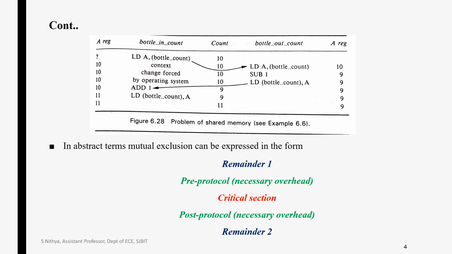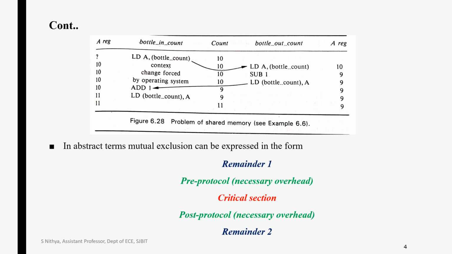In this diagram example, initially the A register value is unknown. Load A comma bottle count: I have taken bottle count equal to 10, so initially A contains the counter value 10. At this point the second program, running concurrently, executes load A comma bottle count. The count value is already 10, so 10 is loaded into the accumulator, and the next step is subtracting 1, so it becomes 9.